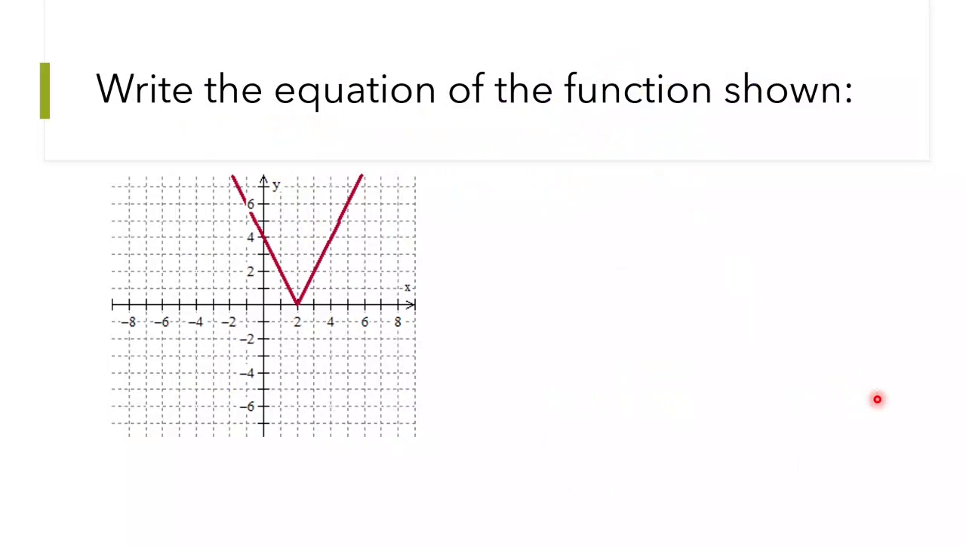Finally, let's take a look at one more example. We should be able to work backwards as well. If we're given a graph, we can come up with the equation. The first step is just to identify the shape. Which of our parent functions does this look like? I see that V shape, so this looks like an absolute value function.